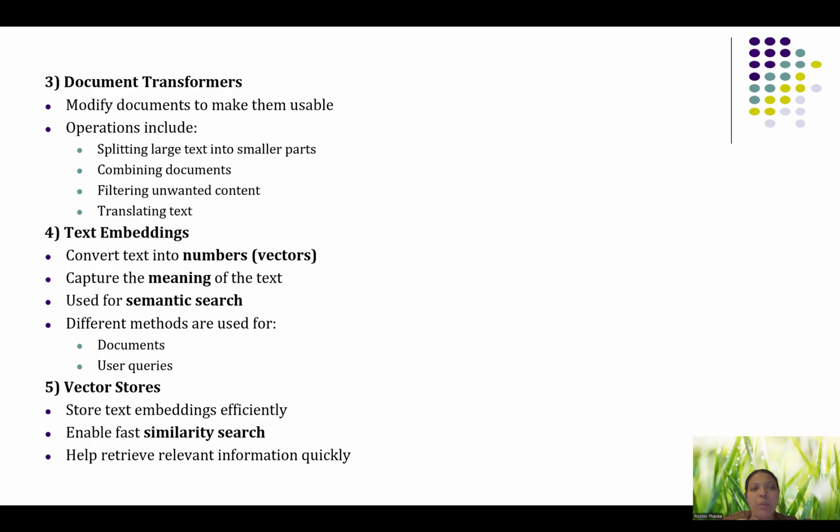Text embedding: we already know it converts text into numerical format, and then we can capture meaningful data using semantic search. Finally, the text embeddings can be stored in vector stores, so that when we want to do some searching or similarity searching, we can easily get the data from these vector stores.